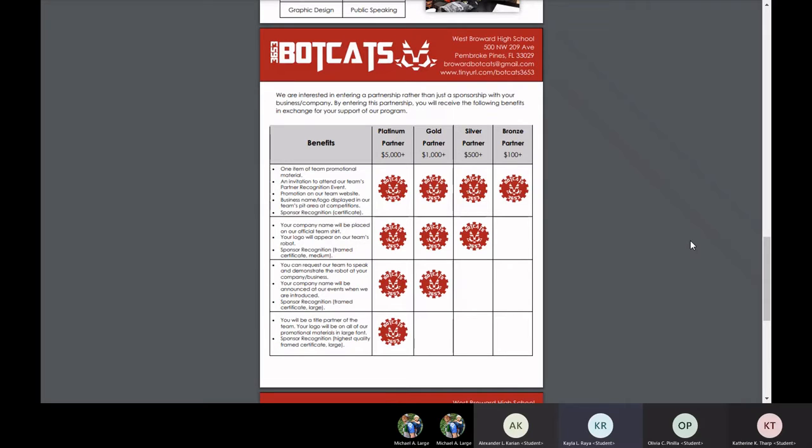We have four different levels of partnerships that people or companies have an opportunity to take part in. The bronze partner is $100 or more, the silver partner is $500 or more, the gold partner is $1,000 or more, and the platinum partner is the highest level with $5,000 or more. Each one receives all the benefits that the previous one does, with the highest one being a title partner of the team. Your logo will be on all of our promotional materials in a large font, and all of them will receive a sponsor recognition certificate.